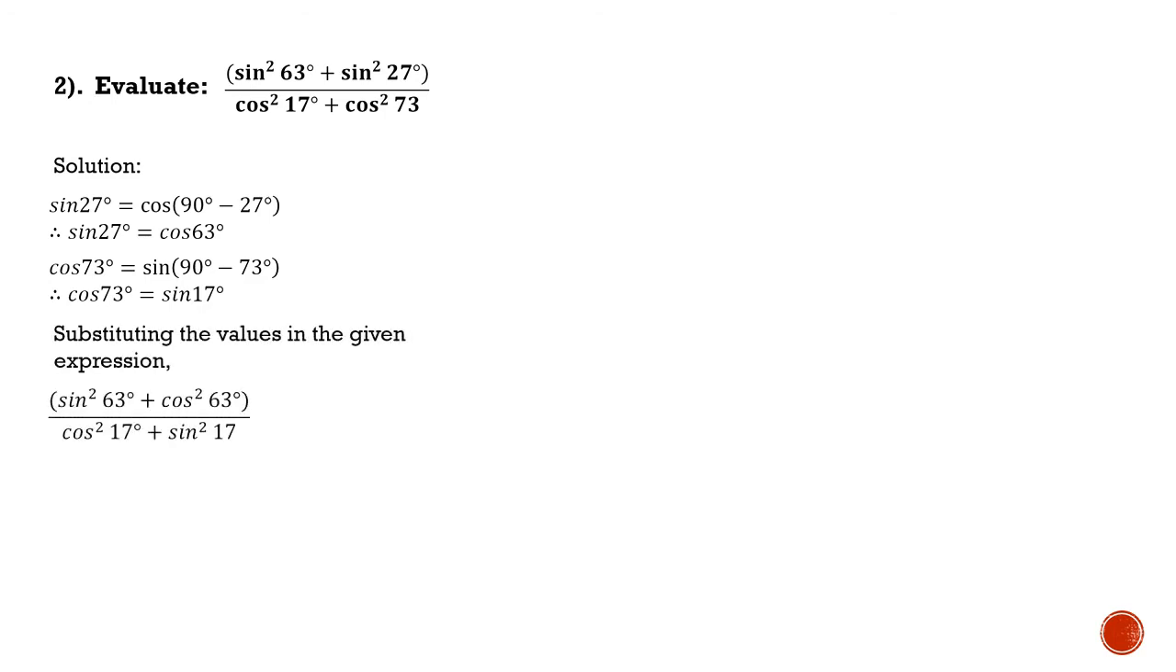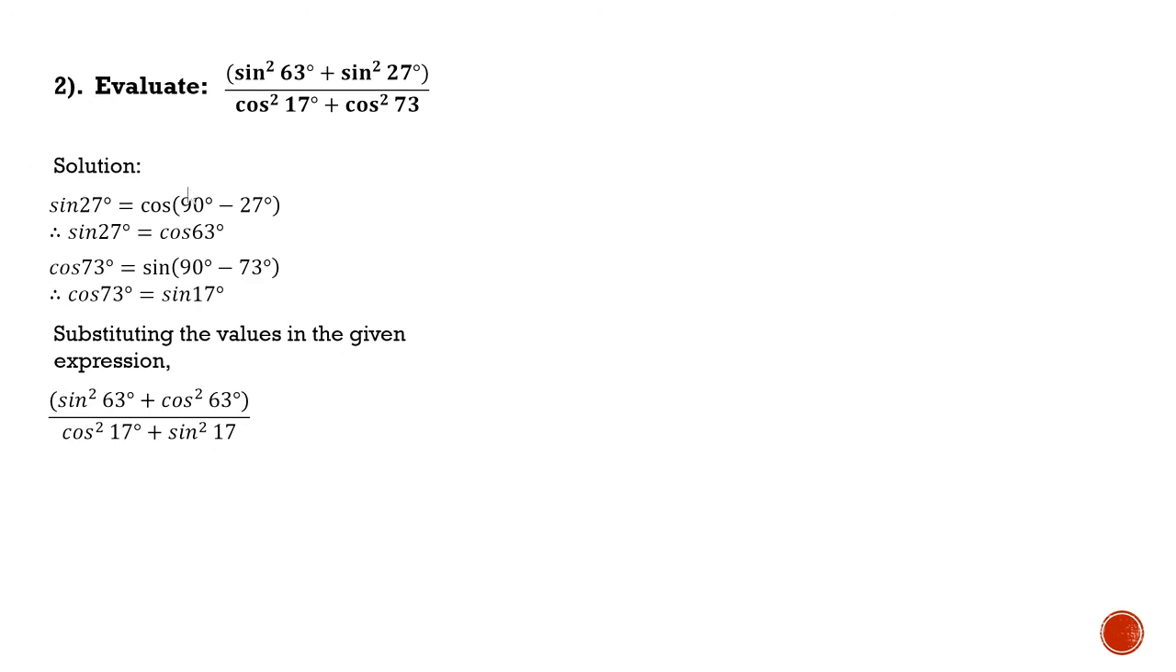So this is what we will get, and as I gave you the hint in the very beginning, I tried to convert them in terms of the identity. So this is what we are getting here. The numerator has sine square plus cos square, the denominator also has sine square plus cos square, but the angles should also be the same. Only then will you be able to equate them to 1.